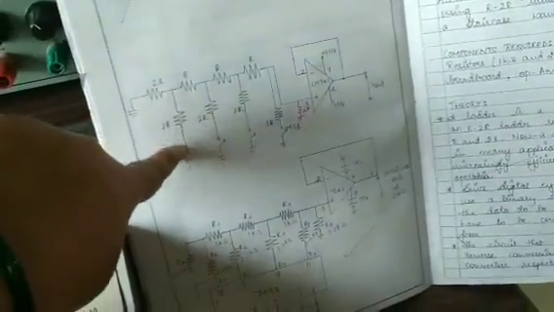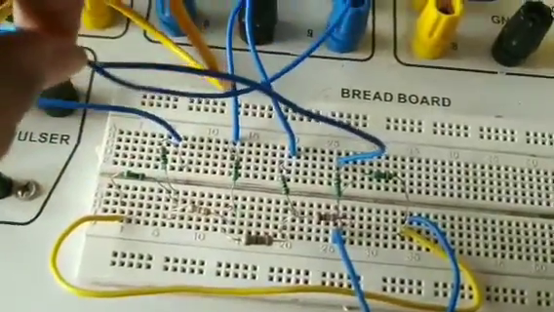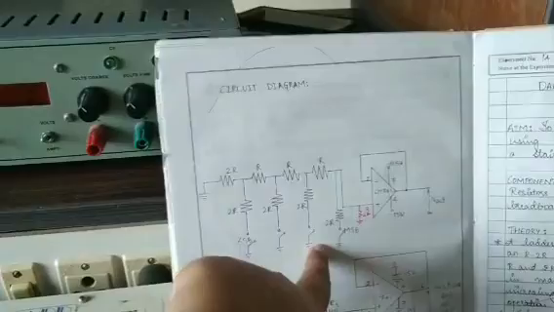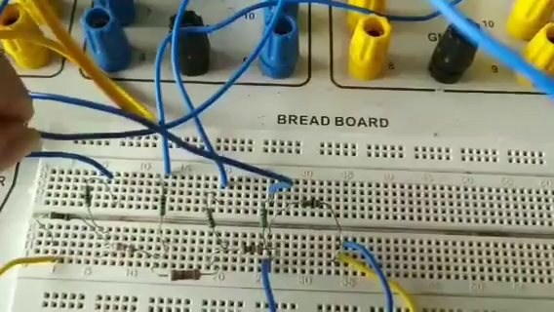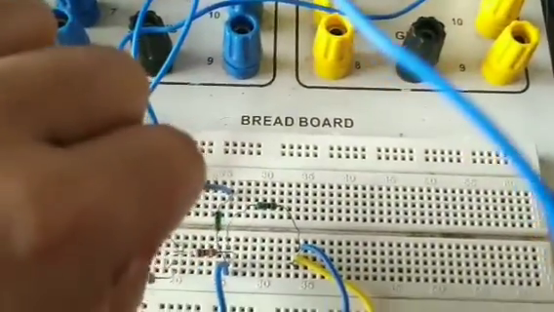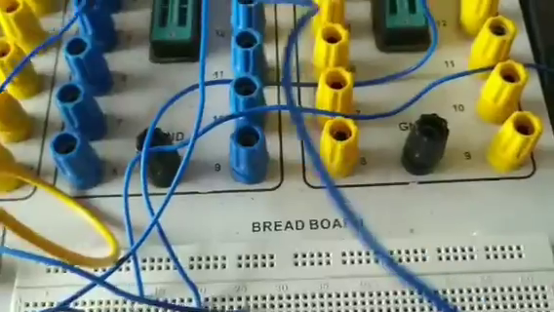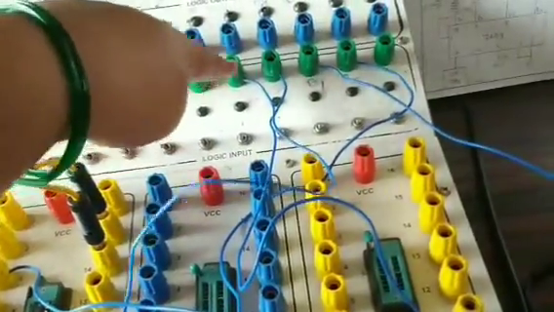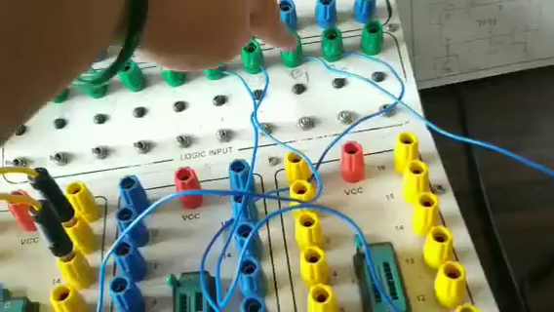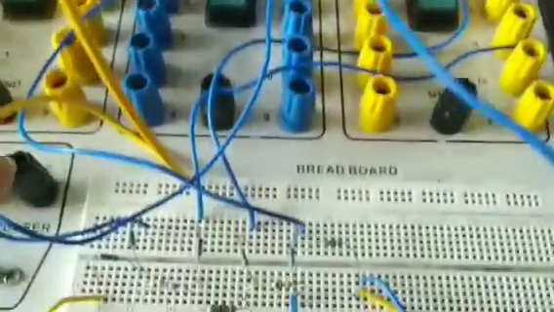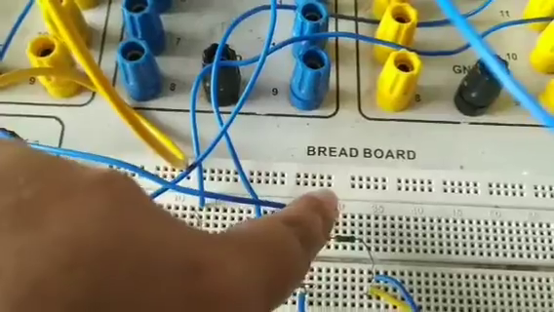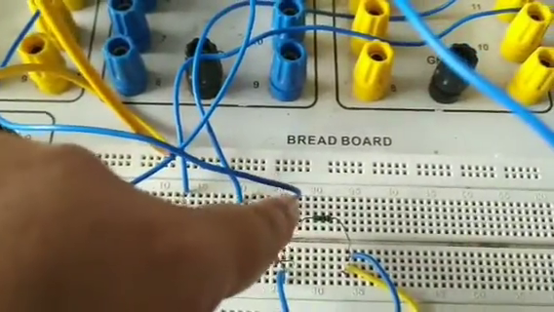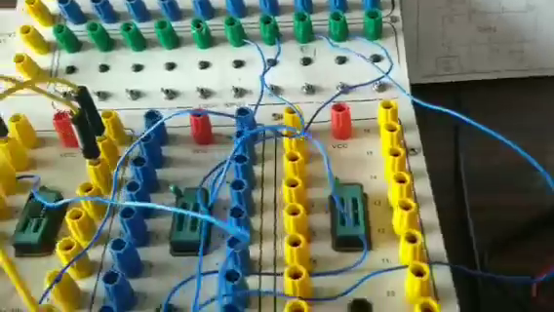the other end of the first 2R is LSB, and the last 2R is MSB. Likewise, we should connect here. So D0 is your LSB and D3 is your MSB. LSB, MSB, D0, D1, D2, D3. Okay, now switch on the trainer kit.